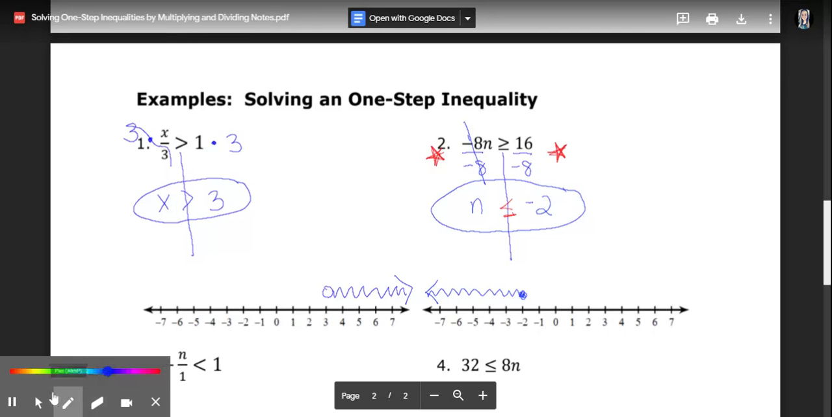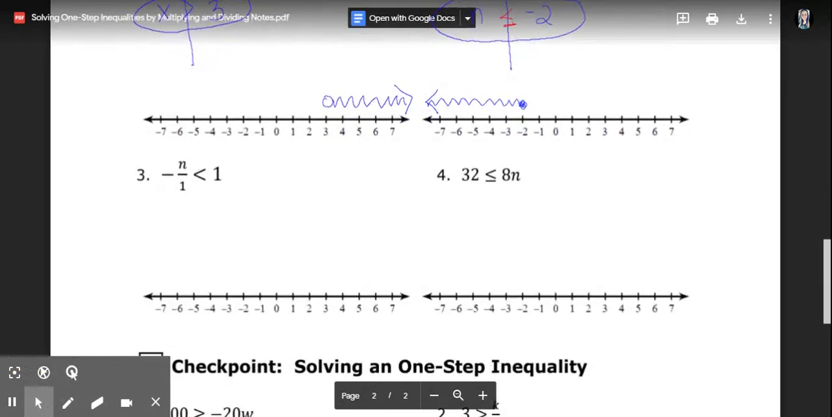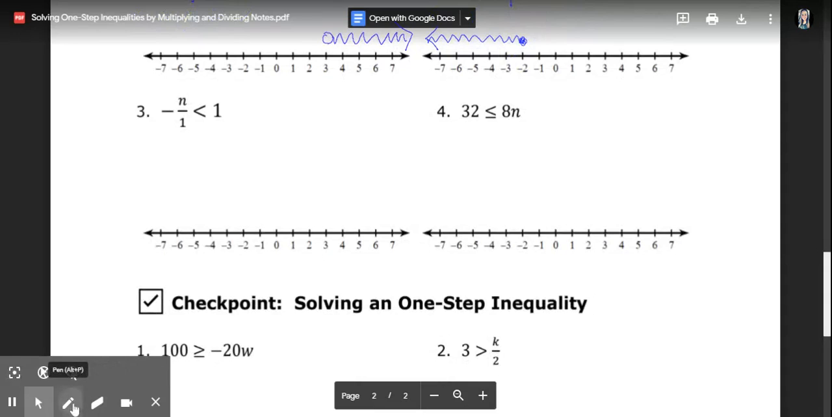Okay, let's do 2 more examples. So problem 3, this one says negative n over 1 is less than 1. So to solve, let's draw the line down the middle. In order to isolate the n, I need to undo this divide by negative 1. And the opposite of division is multiplication. So I'm going to multiply both sides by negative 1.